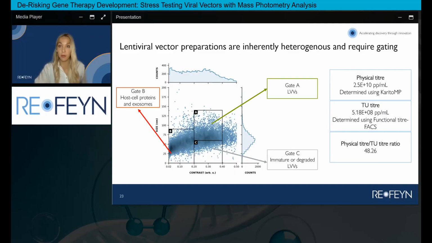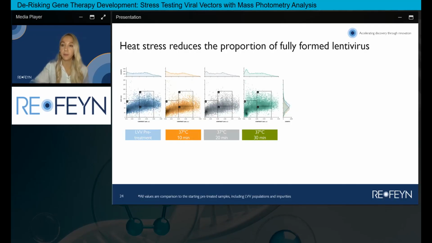When we tested these samples, this is your Caritra MP analyzed sample and the scatter plot generated. By calculating the physical titer using the instrument software, we determined that the physical titer is 2.5e10 particles per milliliter. We already had a value for the TU titer, which was 5.18e8 TU per mL, and this was determined using functional titer assays. And the ratio between them was 48.26.